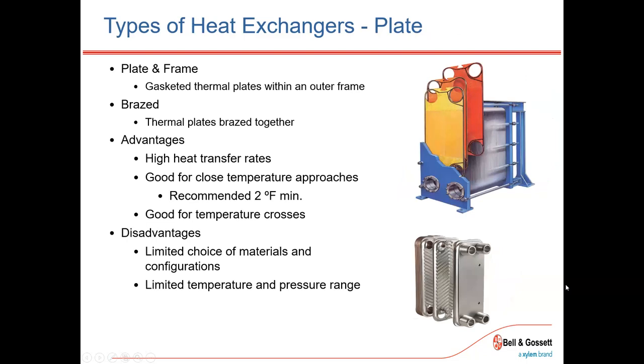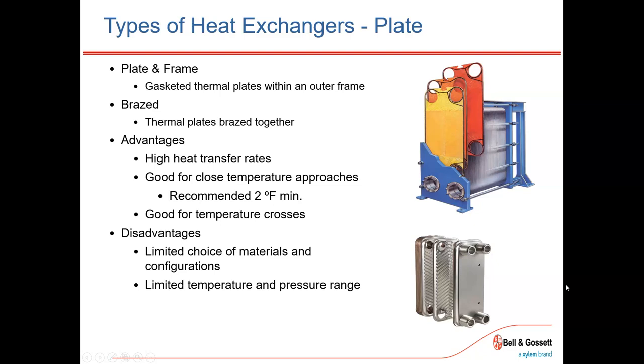So next, going on to the plate style heat exchangers, what you have is your plate and frame unit, and that's our gasketed unit. That unit has essentially alternating plates, where you have your cold medium, your hot medium, back and forth with the gasket in between, and then you have an outer frame supporting those to stay together. The braze plate, just to mention again, the difference is it's brazed together.